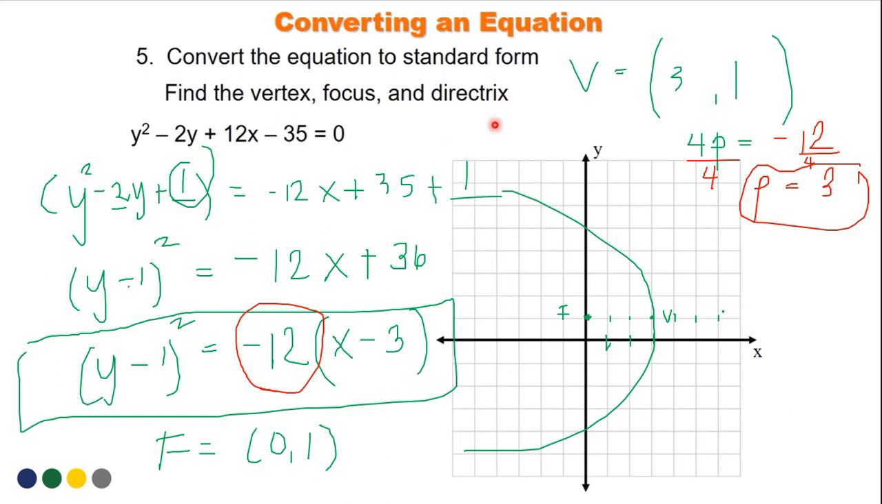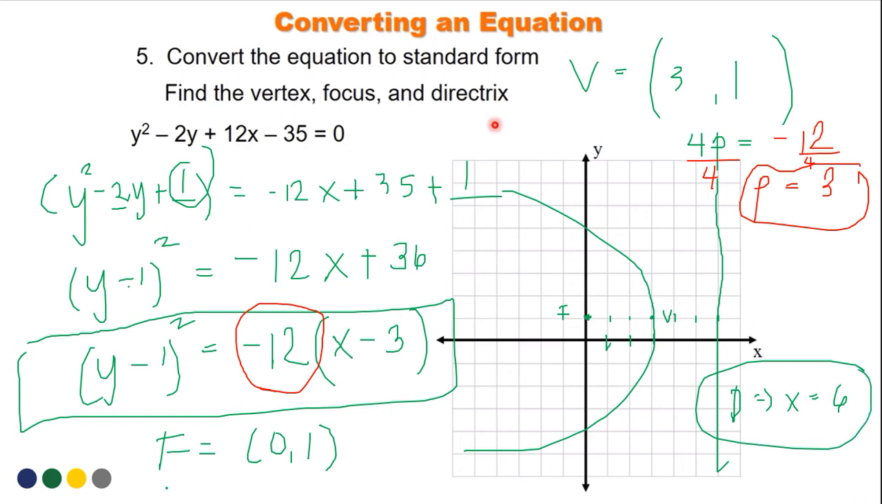Now, what is the directrix? The directrix is here. What does it pass through? X, right? X is equal to what? 6. The answer is x is equal to 6. Very good. It's x is equal to 6.